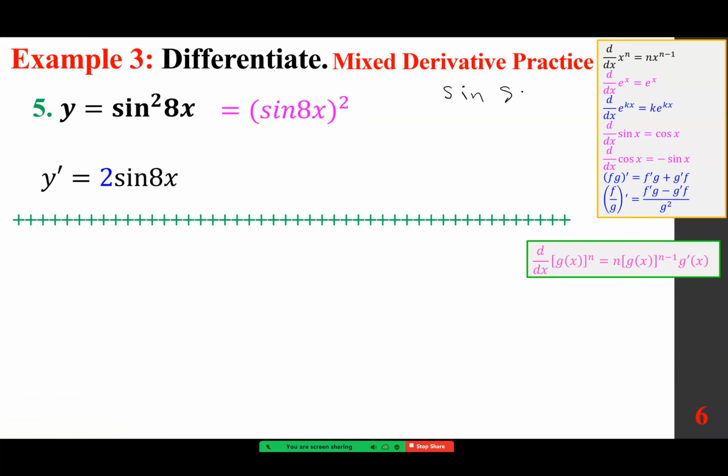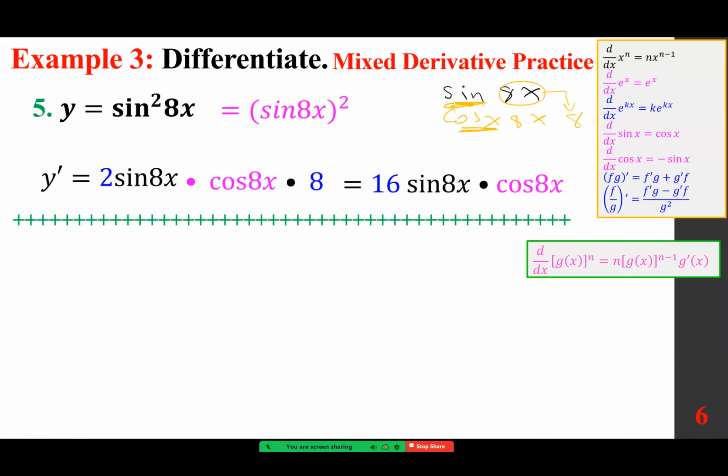Now I need the derivative of sine 8x, which means I need cosine of 8x, right? So sine gives you cosine of 8x, and then the derivative of 8x. So I need cosine of 8x. Then I need the derivative of 8x, which is 8. And all I have to do is rewrite the whole thing. 16 sine 8x cosine 8x.